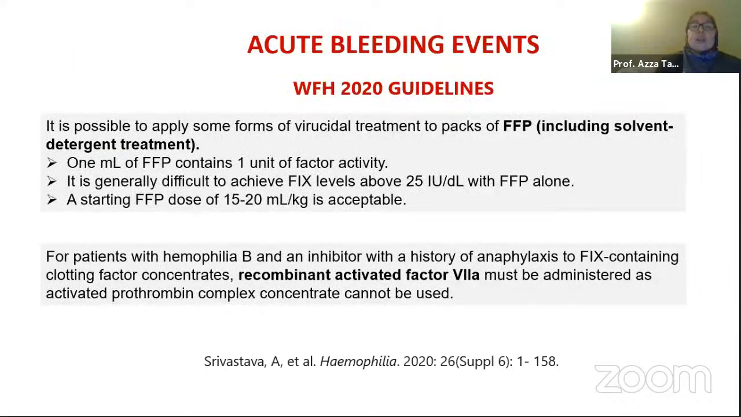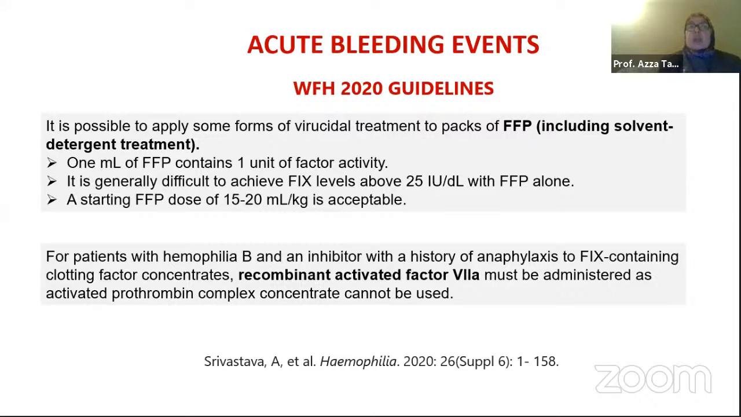Also, they suggest that if you don't have the factor IX concentrates, you can use fresh frozen plasma, but the solvent detergent fresh frozen plasma. But what's the problem? It is generally difficult to achieve factor IX levels above 25 with fresh frozen plasma alone because of the volume. Usually, if you don't have other possibilities, you can start with 15 to 20 ml per kg, which is acceptable till you can manage.